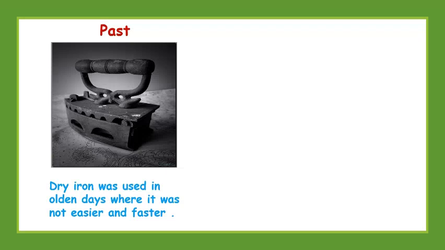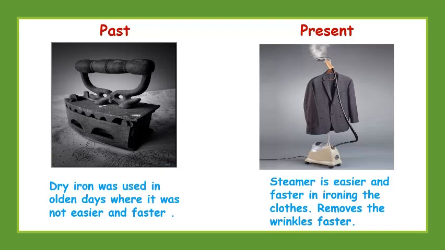You can make out that it is made up of metal. And they used to put some coal inside after burning it to make it hot. And it used to take a lot of time to prepare and to control the heat. Otherwise, if there is more heat, then the clothes will burn. But nowadays, if we can see, this steamer is easier and faster in ironing the clothes. It removes the wrinkles faster and also it is not heavy as the old dry iron.